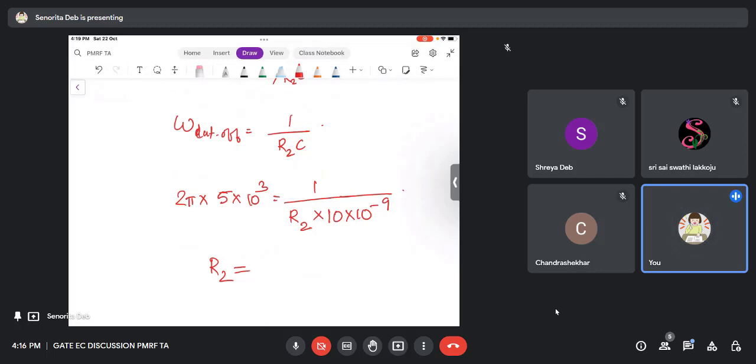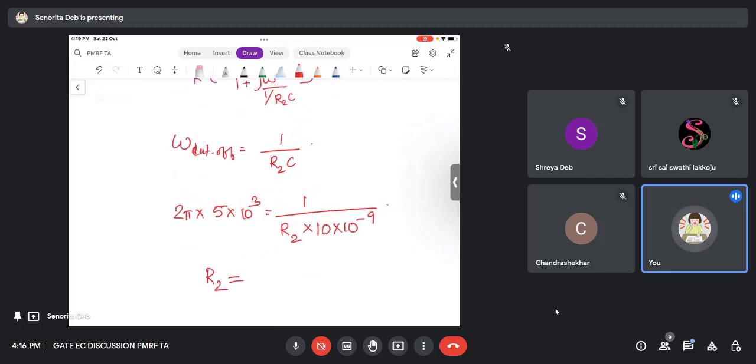So this was a pretty easy question. If you know the concept of low pass filter, you would know that the cutoff frequency depends on R2 and C only, and from there you would have directly written the answer, or otherwise you can solve it. It's a two-line solution. From here you will get the value of R2. Please let me know what R2 you are getting.